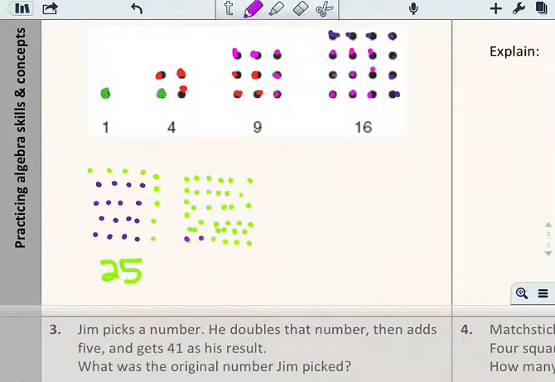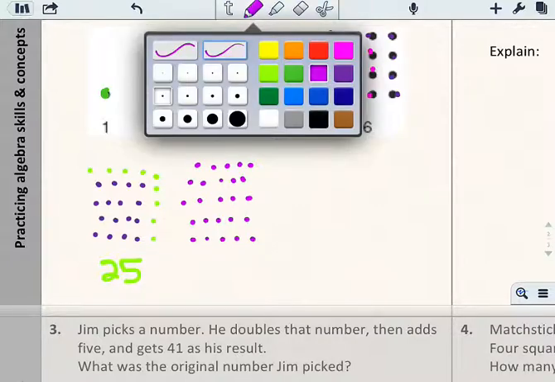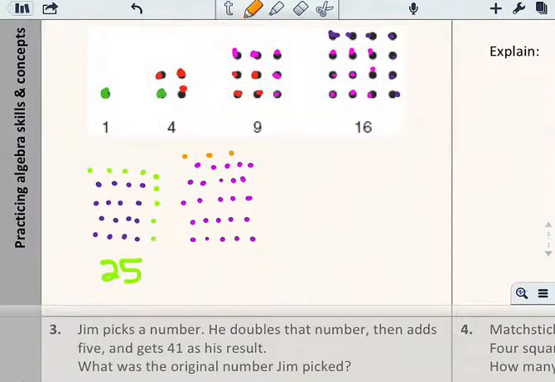So 1, 2, 3, 4, 5, and so on for each row. I'm just going to do this one. It's all messy. Okay, so we take what we had before, which is a 5 by 5. Then we're going to add a row on the outside, making it a 6 by 6.